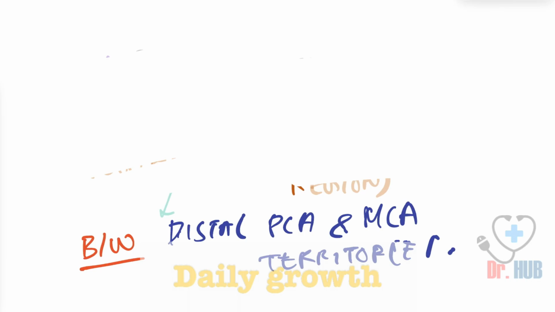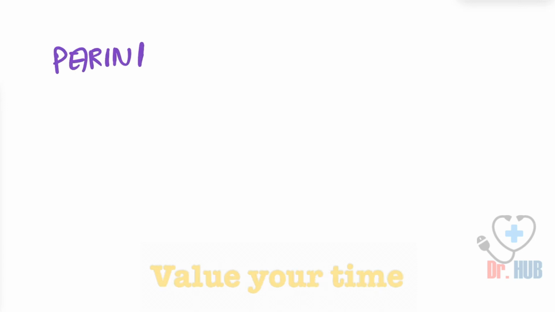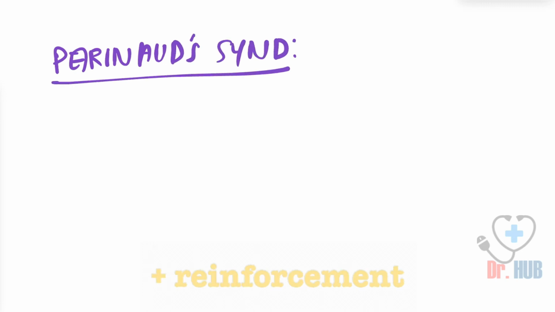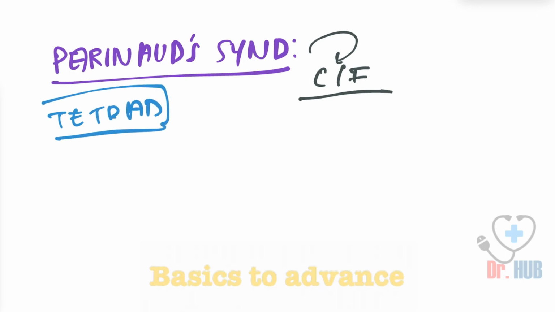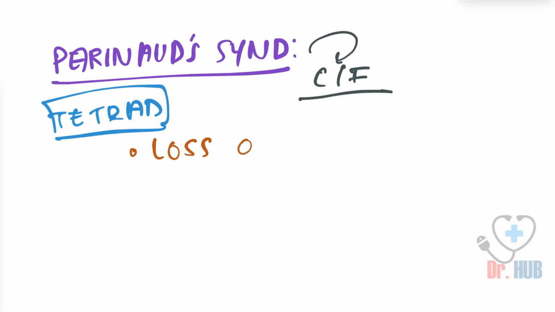Then we move on to our second question. The second question we asked was, in case of the Parinaud syndrome, what are the clinical features? First thing we need to know is that there is an important tetrad, a tetrad of symptoms. There are 4 points which we need to know. First, there is a loss of upgaze, so the patient isn't able to look up.